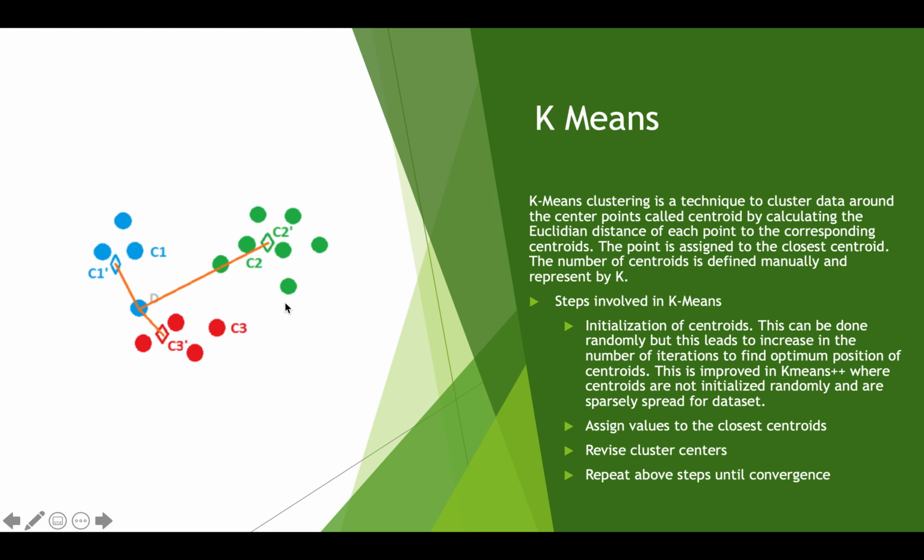As you can see in the figure on the left, there was an initial centroid called C1 and then we have another centroid in the next iteration, that is C1 dash. The system does these iterations again and again to reduce the total sum of Euclidean distances between all the data points and the centroids.